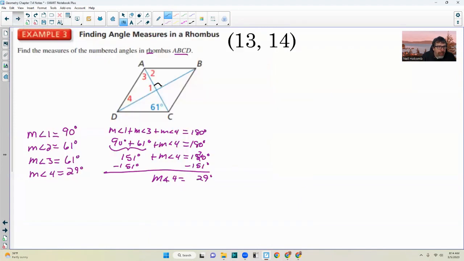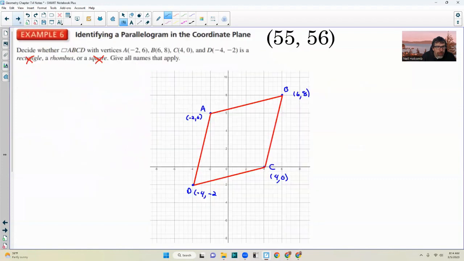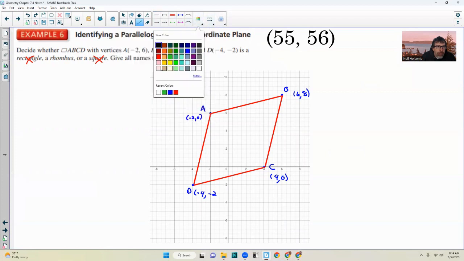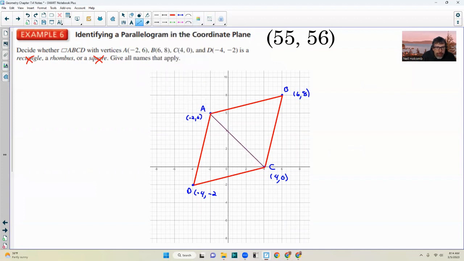So let's check that first. Okay, so I'm just using my theorems. So now I'm going to draw diagonals. Okay, and let's make them thin, and let's make them purple. So here's diagonal AC, and here's diagonal BD. All right, what I need to know is, are they perpendicular? So let's find the slope of both of them.